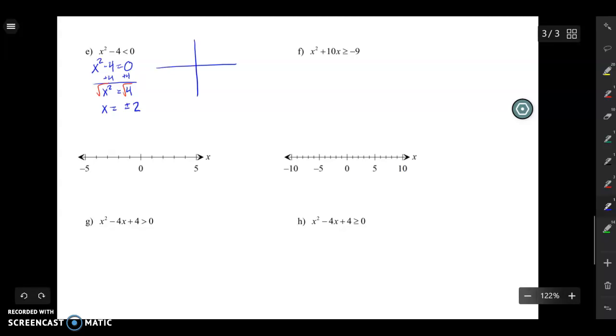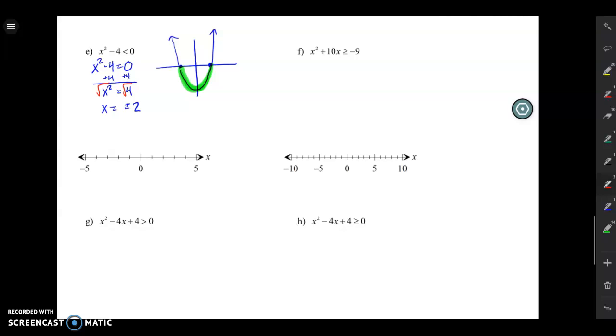As I start thinking about sketching a rough graph, I'm going to have these two x-intercepts at 2 and negative 2, and then I know my graph is opening up because my a value is positive. So it's going to look something like that. And then I am looking for all the places where this function is less than 0, so smaller than 0. So it's going to be all these values between 2 and negative 2.